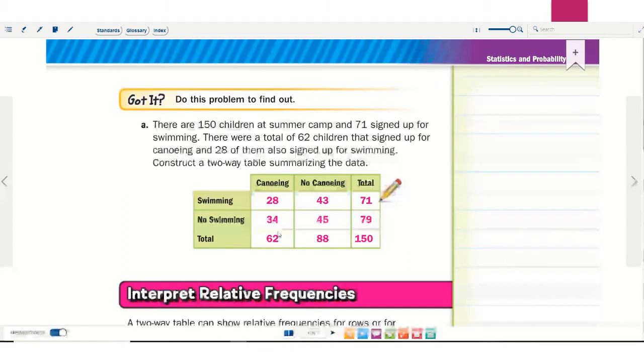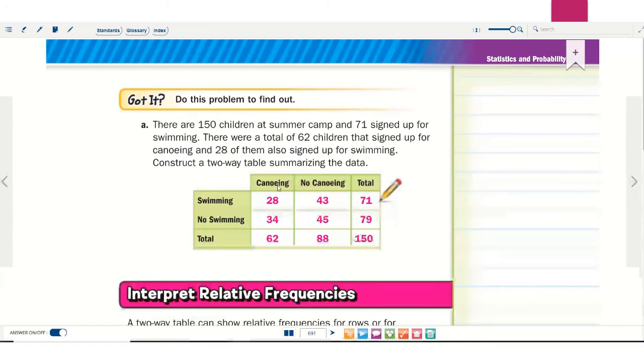As you can see, after you have practiced with Got It Problem, letter A, the number of students that like both swimming and canoeing is 28. So 28 should have been plugged in there. We also know that there was a total of 62 children that signed up for canoeing. So the last spot in the column of canoeing, they've plugged in the number 62. We know that 71 signed up for swimming, so the total for swimming at the end of that row should be 71. We know that there's 150 children at summer camp, so that would be our total.